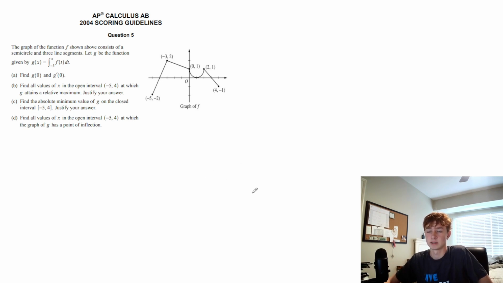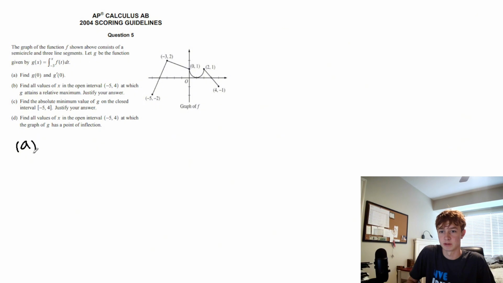And it also tells us that the function g is defined by g of x equals the integral from -3 to x of f of t with respect to t. So now that we understand what's given and we understand probably the direction this question is going to go in, let's look at A. So first, A asks us to find g of 0.